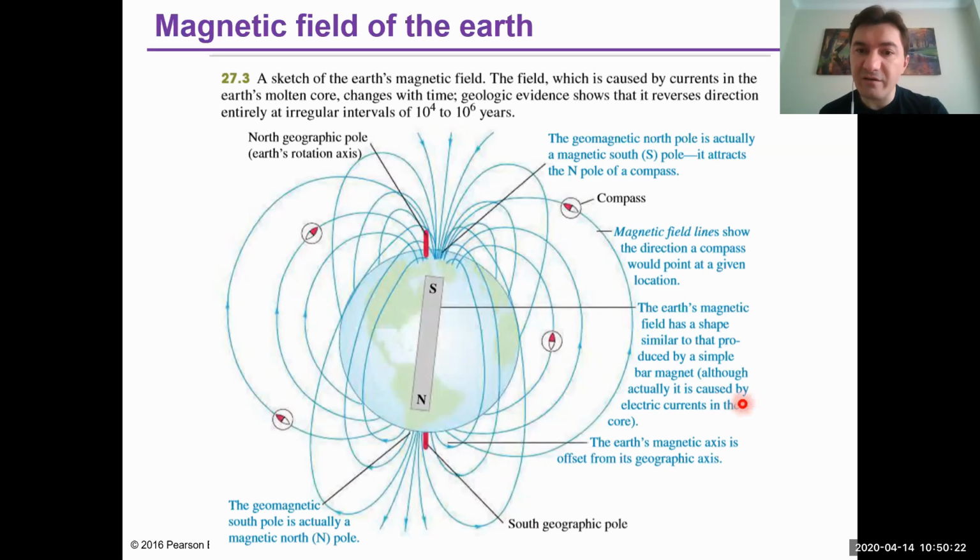Although actually it is caused by electric currents in the core. The Earth's magnetic axis is offset from its geographic axis. So what we see here, this is the geographic axis and this is the magnetic axis. So there is some angle in between.